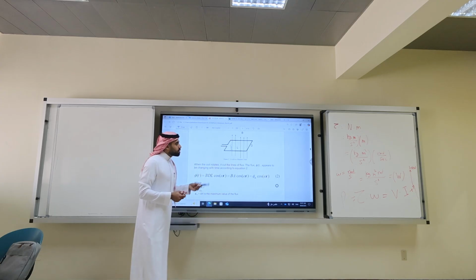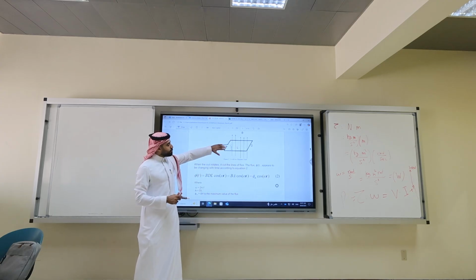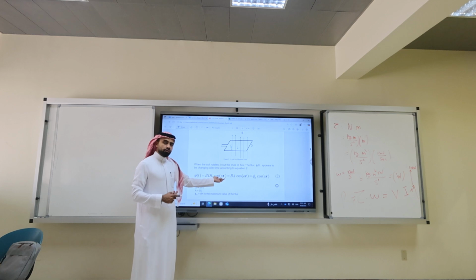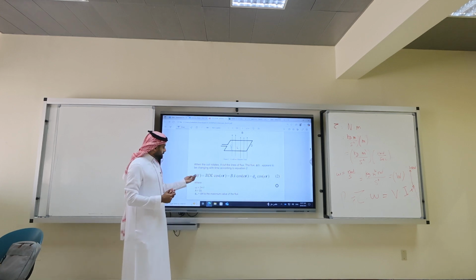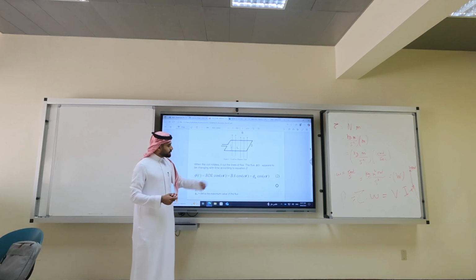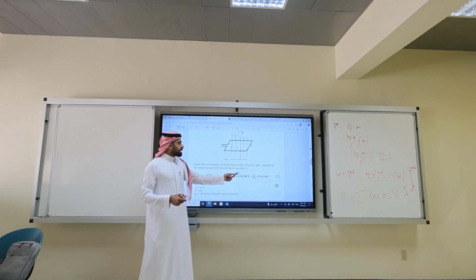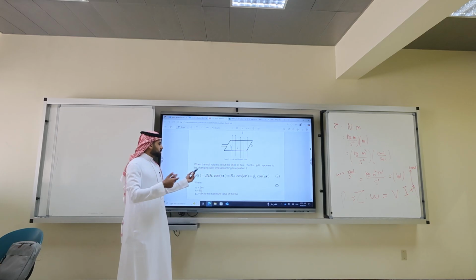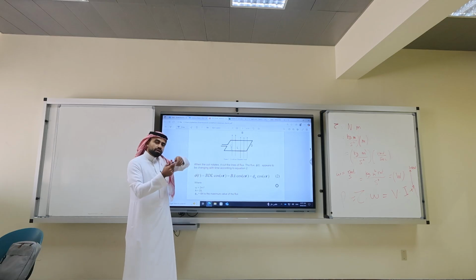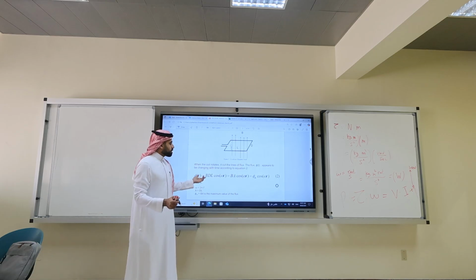Get it? Because it's circular motion, I can model it as a sinusoidal movement. Flux is cosine omega t. So the coil rotates, it cuts the lines, and the flux appears to change with time because I'm moving the coil with time. We can use this equation.